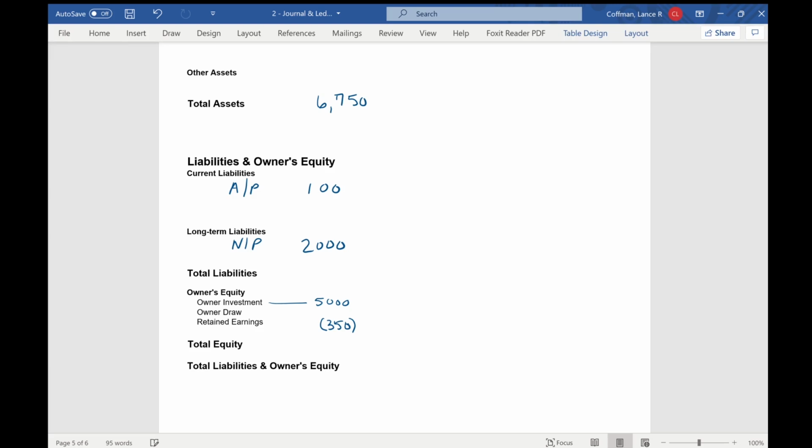So we're going to go back up to the balance sheet, and in the retained earnings, we're going to bring that net loss, which is negative $350, over. So in calculating the total equity, we have $4,650. And then looking at the accounts payable and the notes payable, we have $6,750. So the total assets above right here of $6,750 equal the total liabilities and total owner's equity down below.